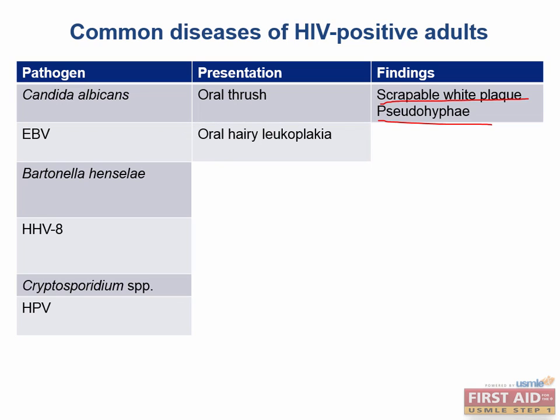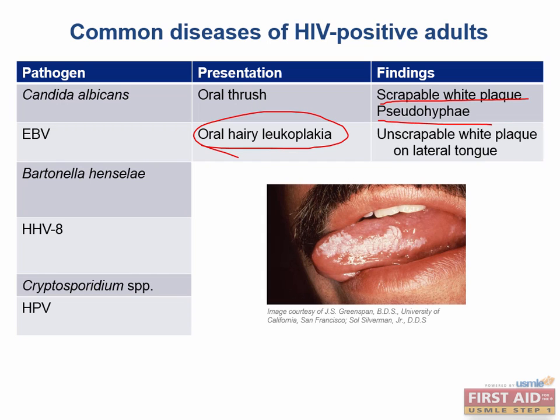Epstein-Barr virus will cause a hairy leukoplakia. This lesion can look similar to oral thrush, but the key distinction is that the lesion is unscrapable and is not easily removed. Here's an image of the oral hairy leukoplakia seen on the lateral tongue. This is a white plaque that is unscrapable, which distinguishes it from our oral thrush caused by Candida albicans.